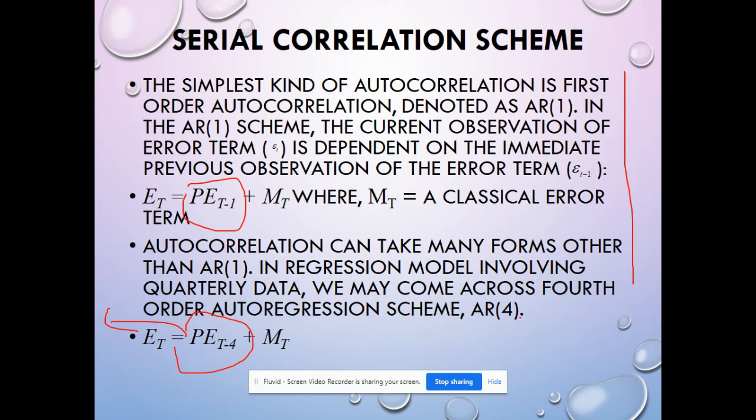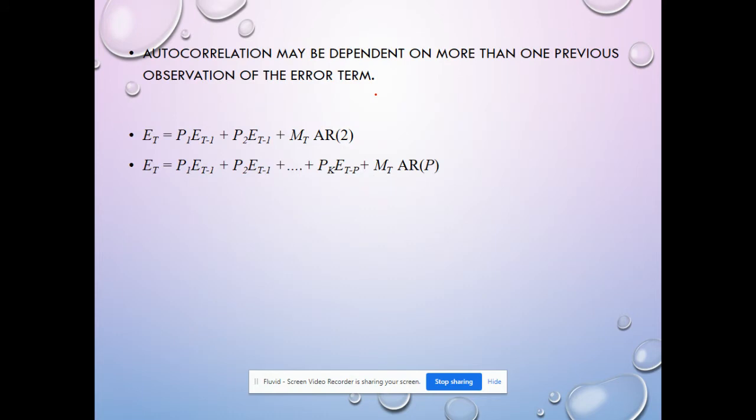So if we have this kind of T minus 4, we call it AR4. If we have T minus 1, we call it AR1. AR is the short form for autoregressive scheme. Autoregressive is very much related to autocorrelation. All right, so we expand the model actually. We will expand the model of estimation in a while. I will show you later. So this is AR2 and this is ARP.